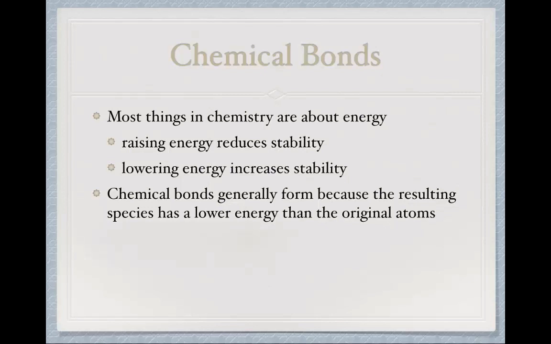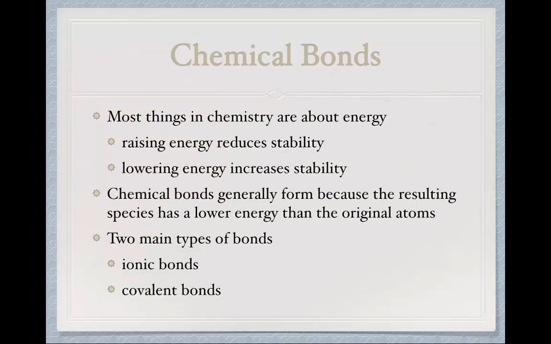Now, we've got a couple of main types of bonds that we're going to look at. We have ionic bonds and we have covalent bonds. Let's take a look at each one of those separately.